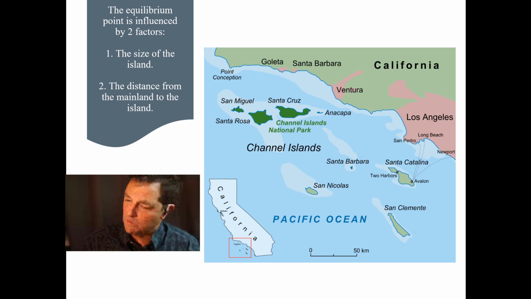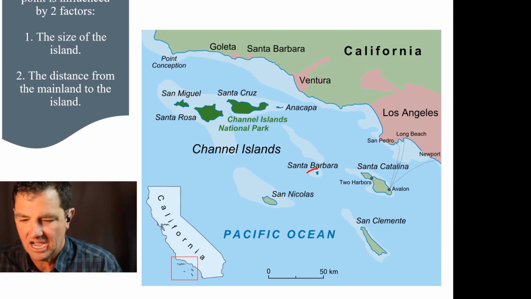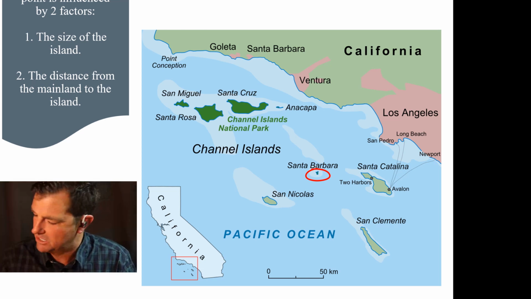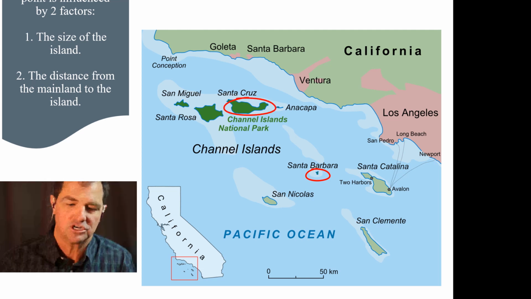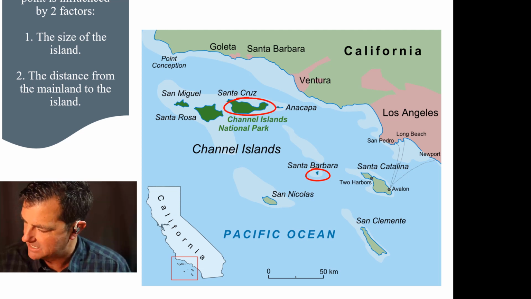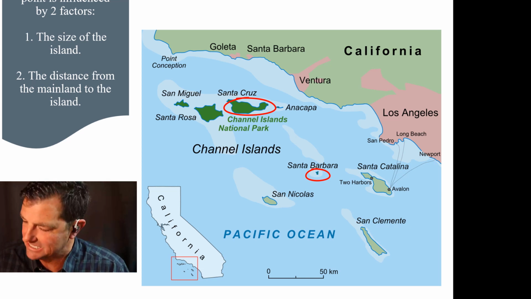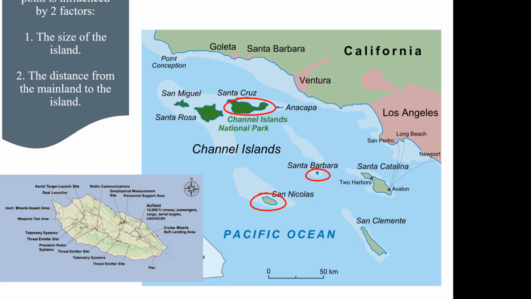So the equilibrium point is influenced by two factors, which are the size of the island and the distance of the island from the mainland, assuming that's where the species that occupy the island are originally going to come from. So you might know about a little tiny island like Santa Barbara Island, and then the distance from the island to the mainland, and you might notice Santa Cruz Island in this picture here, and the distance of that from the mainland of Southern California.